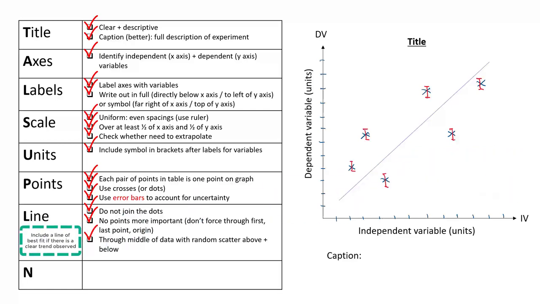Finally, N stands for neat, which means that especially if you are hand drawing your graph, you need to use a sharp pencil to ensure that the graphing is accurate. So that is the TALSUPLN mnemonic, which you can write alongside your graph to make sure that you have met all the criteria when drawing one.